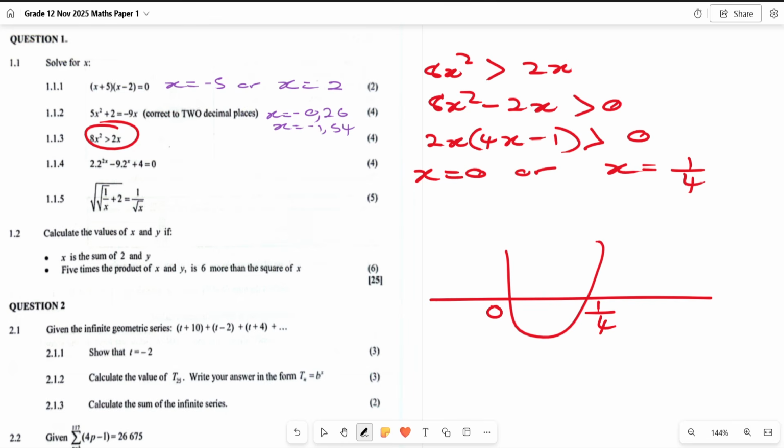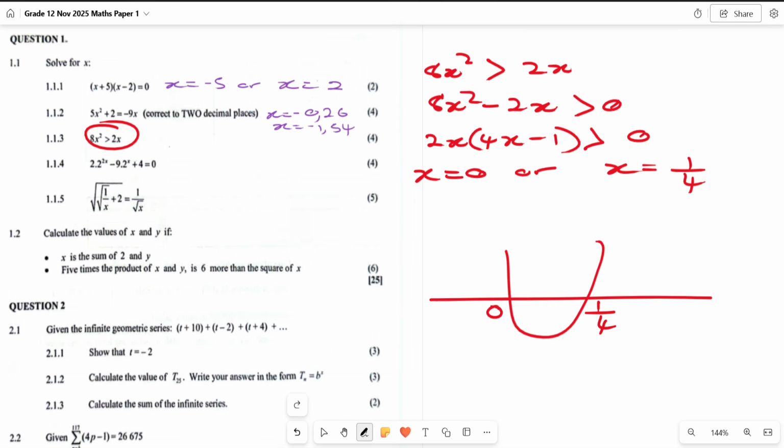Now, what is the question asking for us? To get the values of x when this expression is greater than 0. In other words, this side here can represent your y-axis, or above the x-axis. That is basically what it means, above the x-axis. So we are looking for the x values where our graph is above the x-axis, in other words, where our graph is positive.